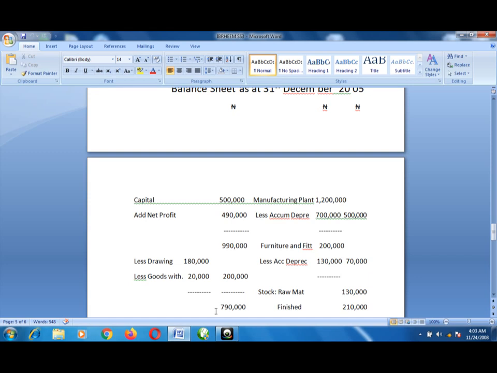Less drawing. Remember, the drawing is giving 180,000, including, as I told you, any item that appears under additional information. You must have it in mind. You are going to give them the double treatment.